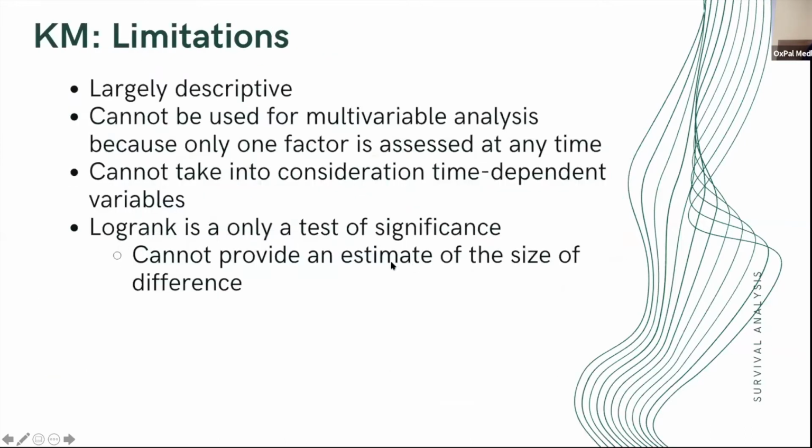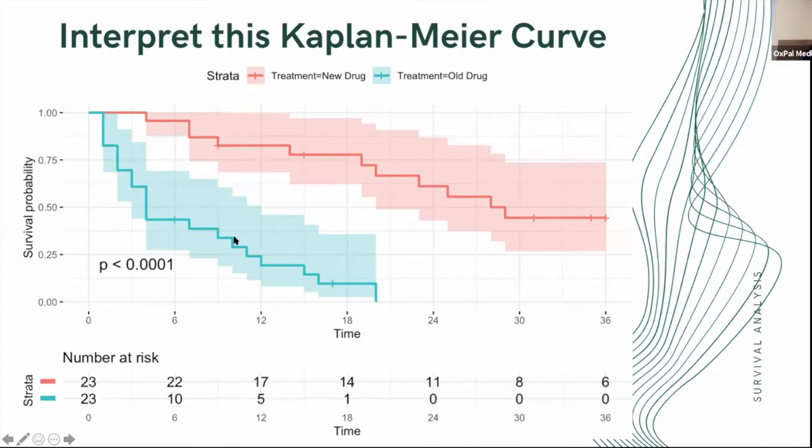Okay. So the limitations of Kaplan-Meier: it's largely descriptive, as I've told you. It cannot be used for multivariable analysis because we're only looking at one factor at the same time. In this case, we're just looking at the effect of treatment on the survival of these individuals. Of course, we record many other things when we take mortality into consideration, things that may affect that mortality. But in this case, it's just the treatment. Ideally, we would be able to look into other possible contributors to death, but right now, this Kaplan-Meier estimate cannot do that.